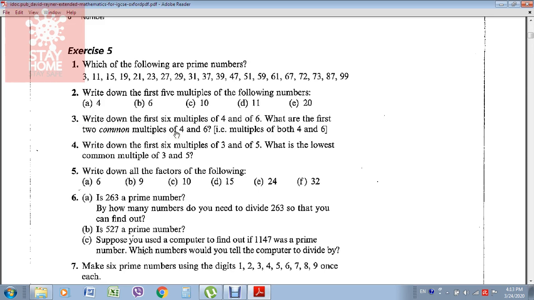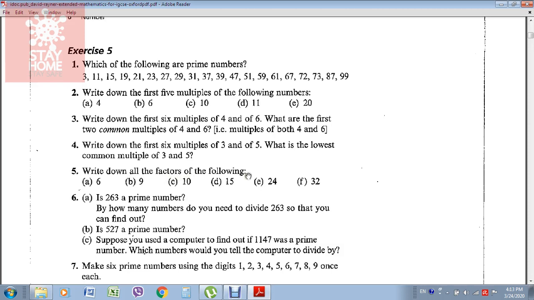Write down the first 6 multiples of 4 and 6. Very easy. What are the first 2 common multiples of 4 and 6? You will write, then you can see which one is the same. Write down the first 6 multiples of 3 and 5.